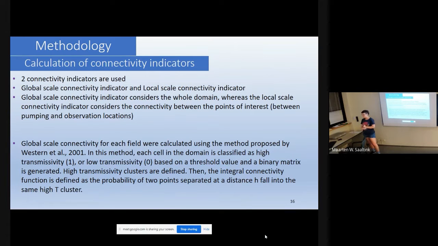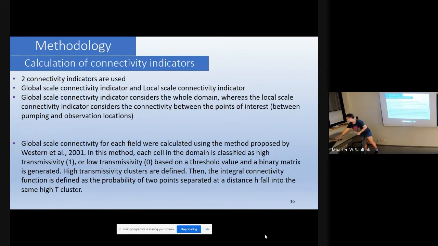The global scale connectivity for each field was calculated using the method proposed by Western et al. 2001. In this method, each cell in the domain is classified as high T or low T based on a threshold value, and a binary matrix is generated. High transmissivity clusters are defined, and then the integral connectivity function used here is defined as the probability of 2 points separated at a distance h falling into the same high T cluster.